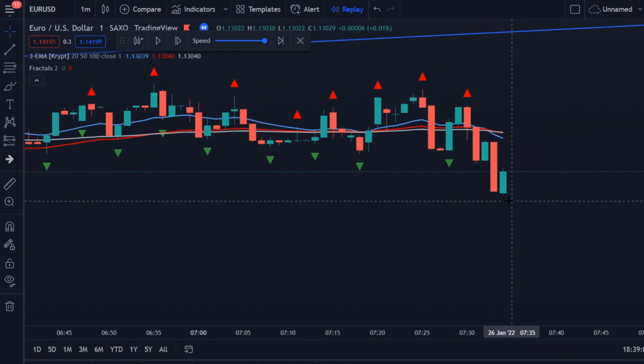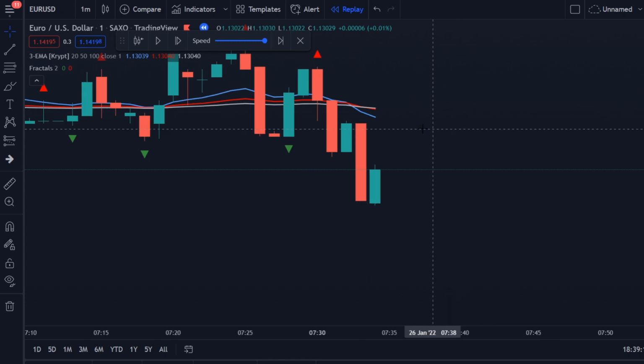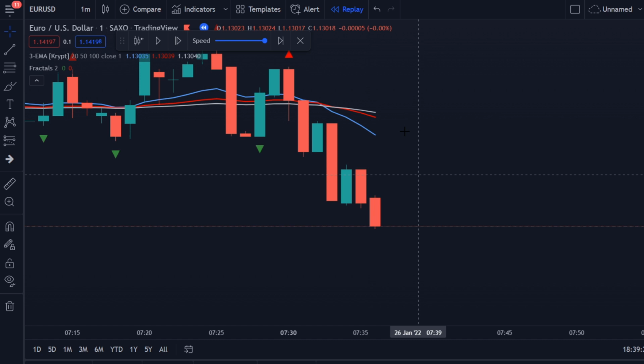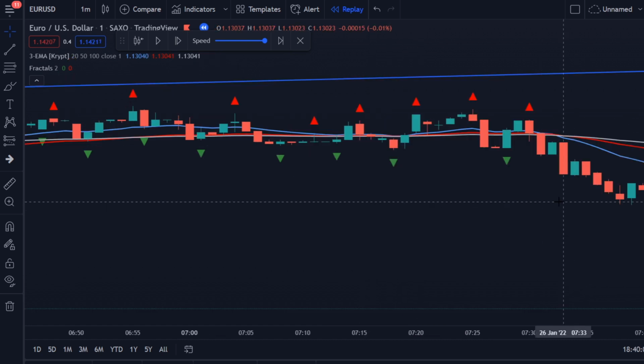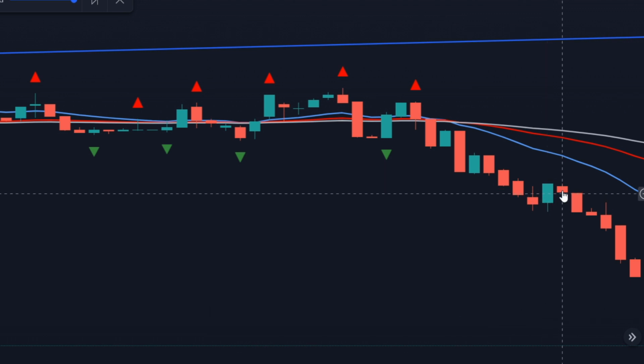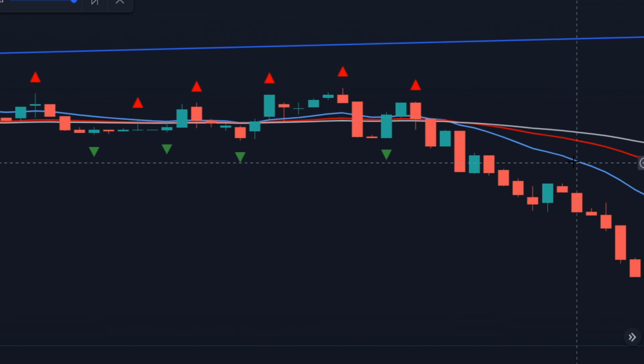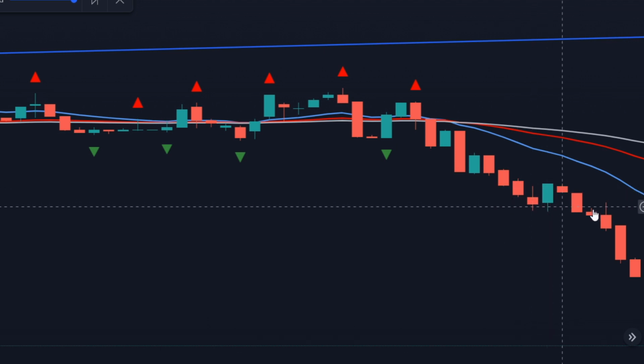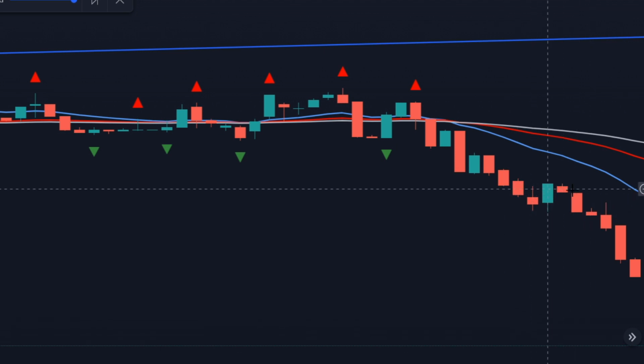Okay, so in this case, let me show you. We see that the 20 is below the 50 and it's hard to see, but it's also below the 100 exponential moving average. Let me show you. Yeah, over here. Now it's more clear for you. What do we do next? Then we wait for the price to hit our 20 exponential moving average, and then we wait for our fractal indicator for a sell signal.